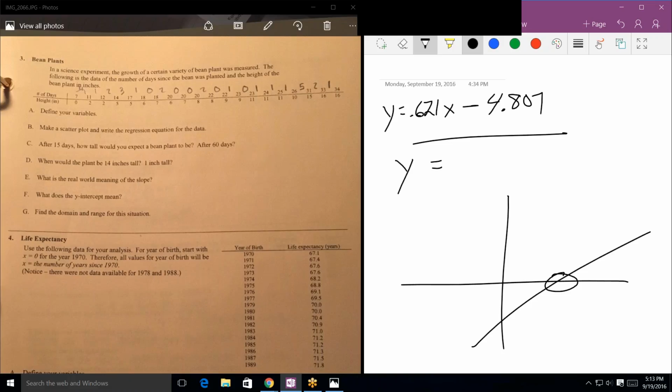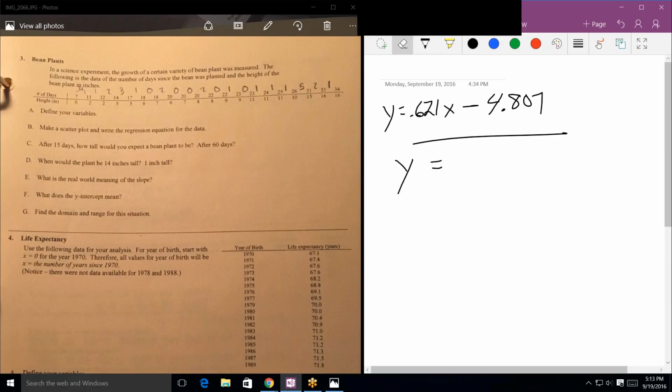And then how would you do it first? The question is, after 15 days, how tall would you expect it to be? Plug in 15 for x and see what you get for y. Okay, so to do that, would you just go to menu and then trace? I would just multiply 0.621 times 15, come up with the number, and then subtract 4.807.